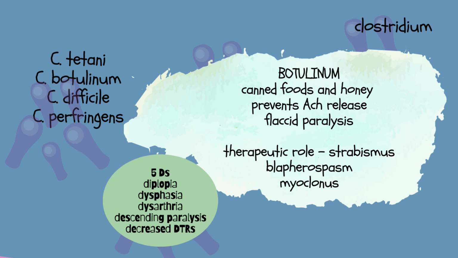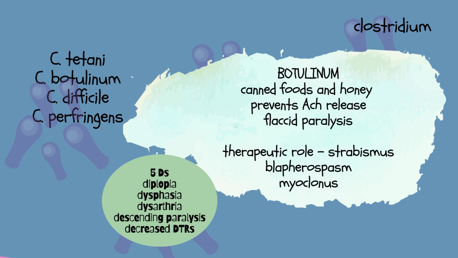Okay, we say there are 5 Ds in botulism: diplopia, dysphagia, dysarthria, descending paralysis, and decreased deep tendon reflexes. There are some conditions which cause ascending paralysis, like GBS. Here there is descending paralysis and decreased deep tendon reflexes.